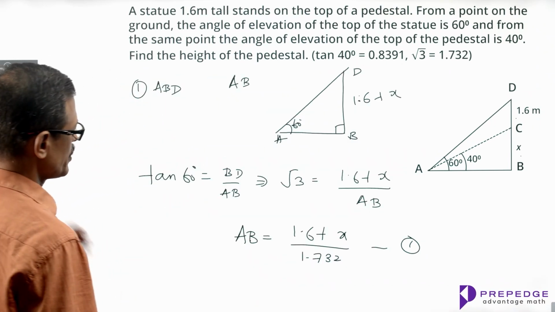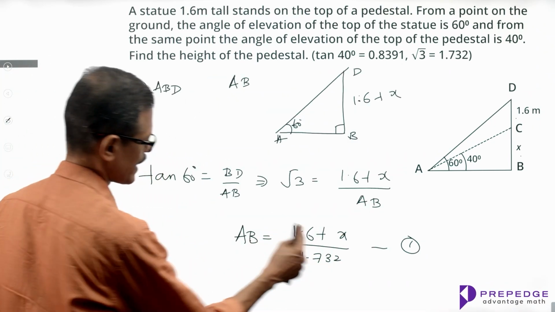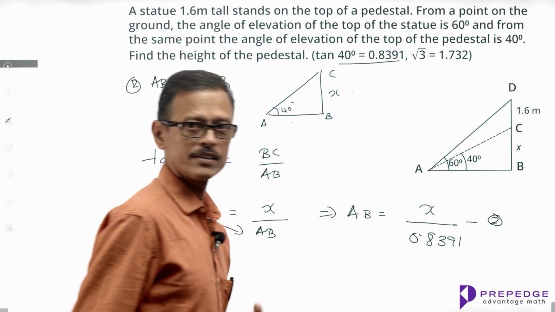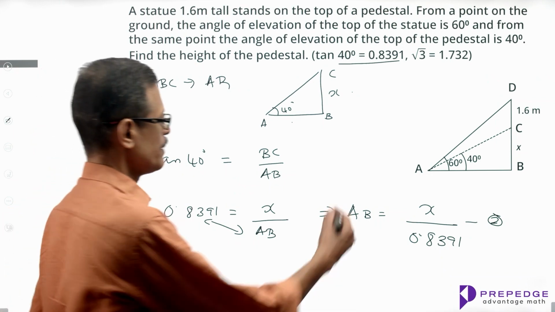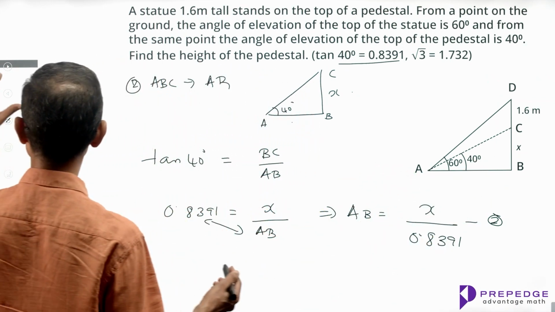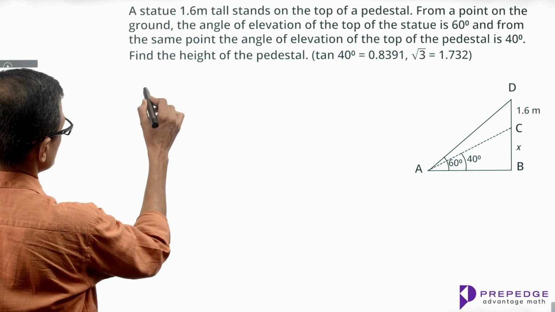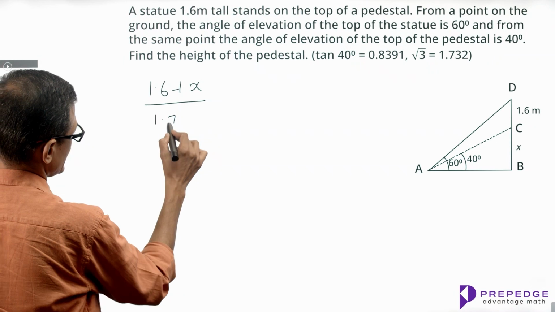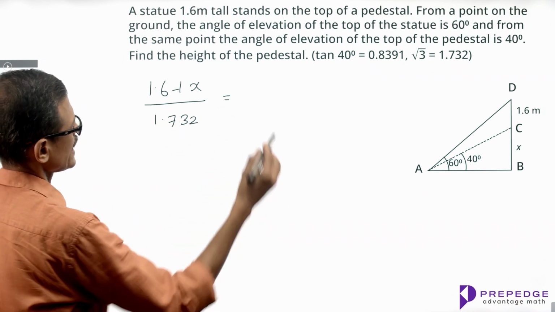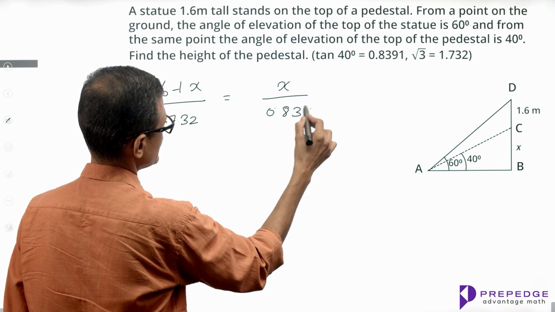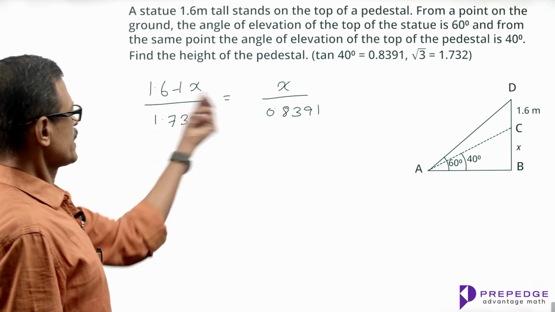The value of AB found in the first method is 1.6 plus x divided by 1.732. What we found in the second method is x divided by 0.8391. AB is the same whichever way you find out. So let's equate AB from 1 and 2. So the value of AB in 1 is 1.6 plus x divided by 1.732. In the second method, it is x divided by 0.8391. Cross multiply and solve for it.